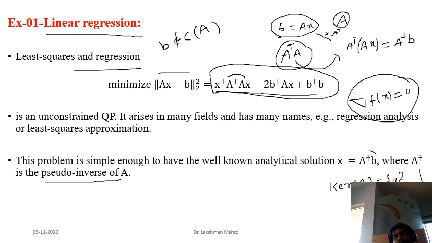Now, when we multiply both sides by A transpose, then what will happen, due to the property of subspaces, the four fundamental subspaces of a matrix? This new vector A transpose B happens to be in the column space of A transpose A. That means it is solvable. This normal equation is a solvable equation, or you can say it is a consistent equation.